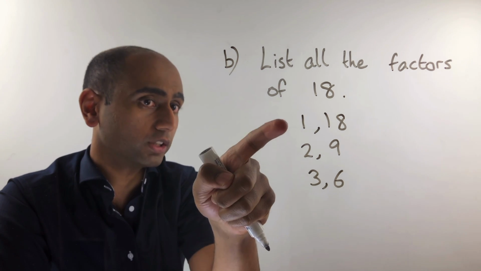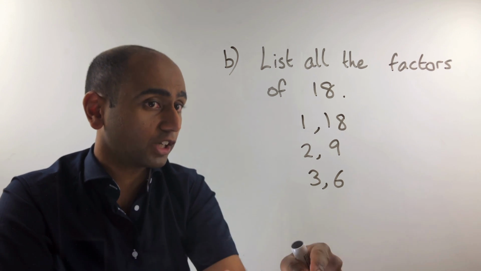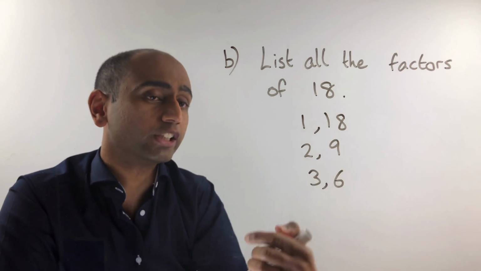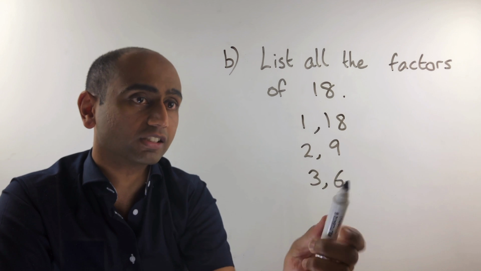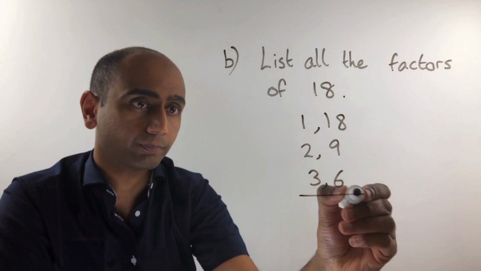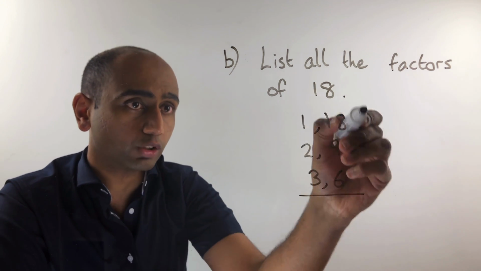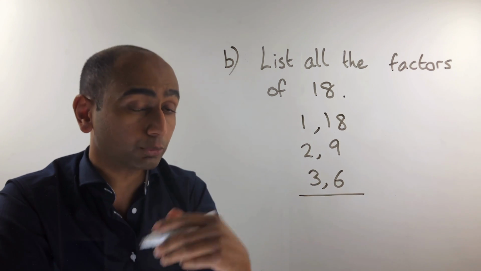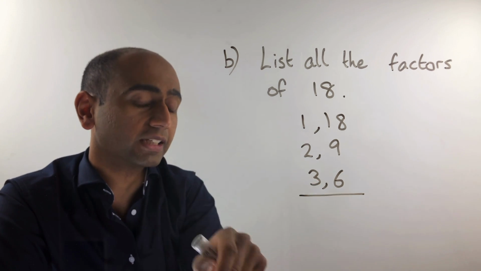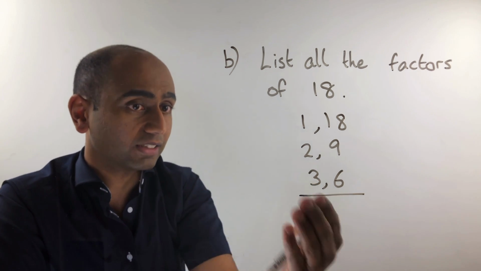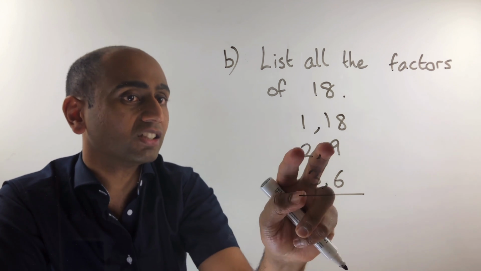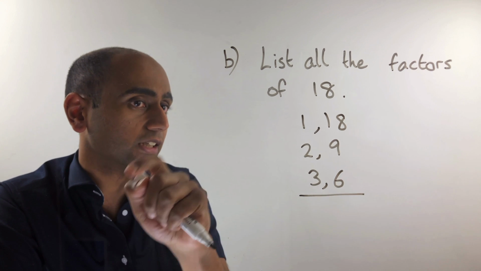So far we've tried 1, 2, 3, 4 and 5. Next we want to try 6, but we've already got 6 in our list of factors in the right hand side. So at this point we know we can stop. These are the factors of 18. If we did carry on, all we would find would be 6 and 3, which we've got here. We would find that 7 doesn't go, 8 doesn't go, but 9 does go, and 9 would go in twice, but we've already got 9 and 2 over here.